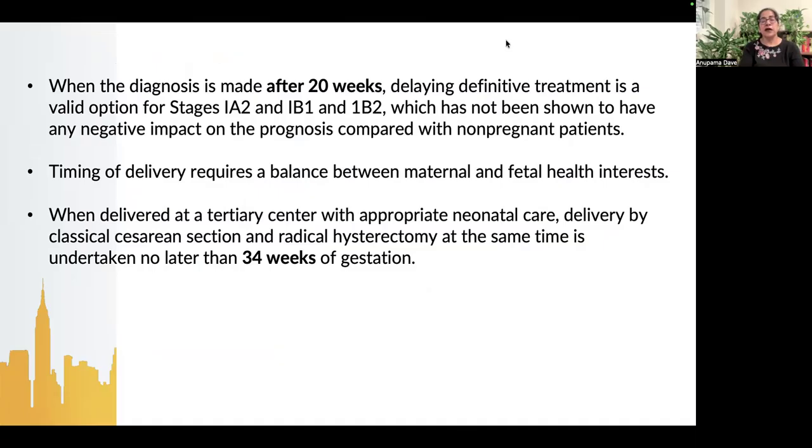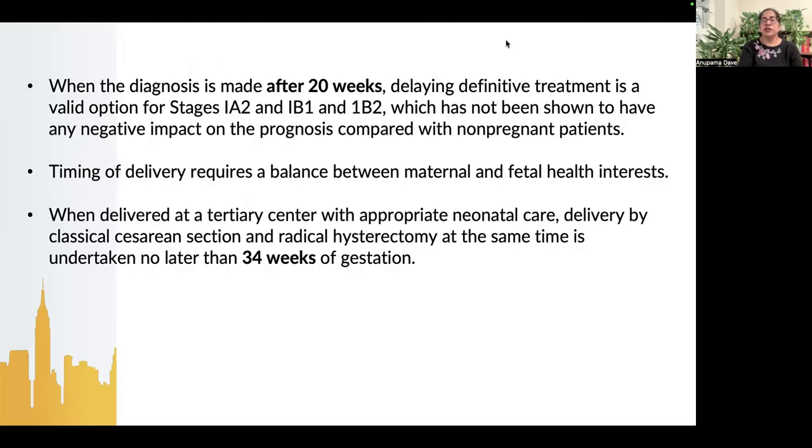When the diagnosis is made after 20 weeks, delaying definitive treatment could be a valid option, especially for earlier stages like 1A2, 1B1, and 1B2. And this has not been shown to have any negative impact on prognosis compared with non-pregnant patients. Timing of delivery requires a balance between maternal and fetal interest. Baby can be delivered safely between 32 to 34 weeks, depending on condition and depending on the stage.